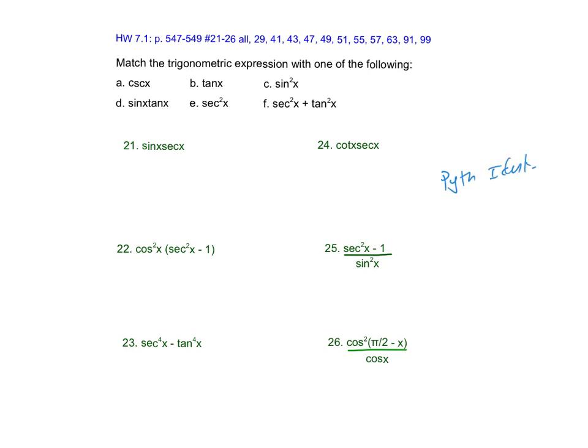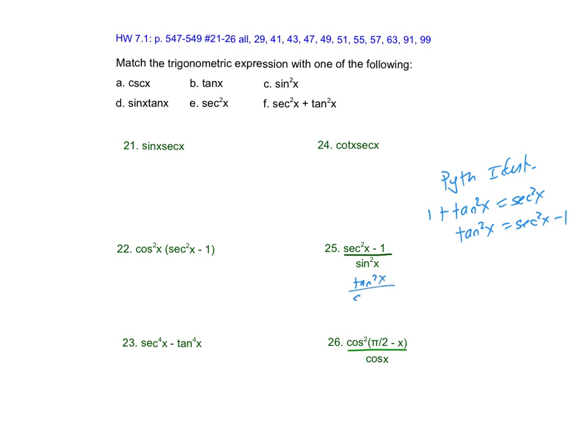When we see secant squared x minus 1, we should think about Pythagorean identities because we have a function squared and a 1. The identity is 1 plus tangent squared x equals secant squared x. If we subtract one from both sides of the equation, we get that tangent squared x equals secant squared x minus 1. So the first step in simplifying this expression is to substitute in tangent squared x instead of secant squared x minus 1.